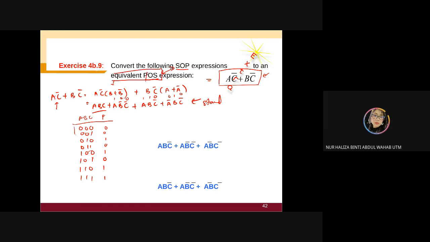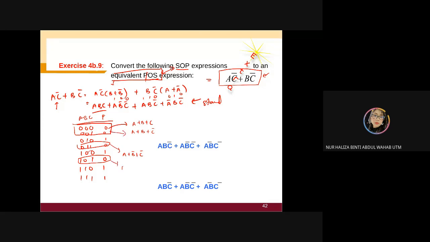So my POS will be this one, and this one. So I convert it using POS. I'm going to get A plus B plus C, and what else? This, A plus B plus C bar. Another one is A plus B bar plus C bar here.